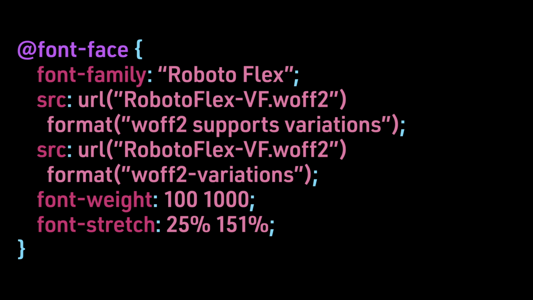You can see that there are some differences from what we have been learning. Since variable fonts are new, they are not fully supported. The format woff2-variations is current but will be deprecated, while woff2 supports variations is a future format. Two numbers are indicated for font-weight and font-stretch, since you should indicate the range of supported weights and percentage of stretch.